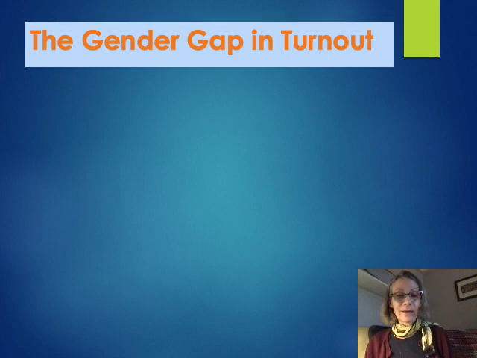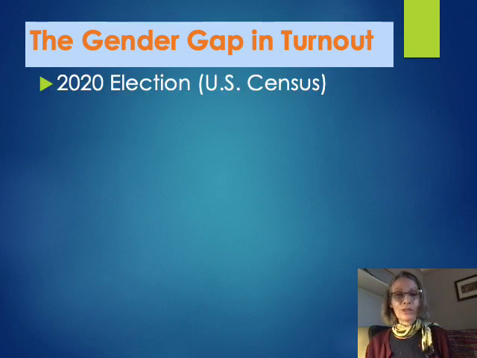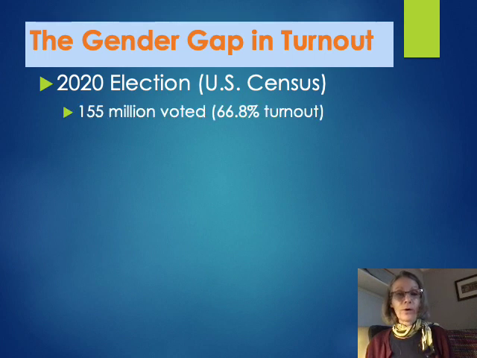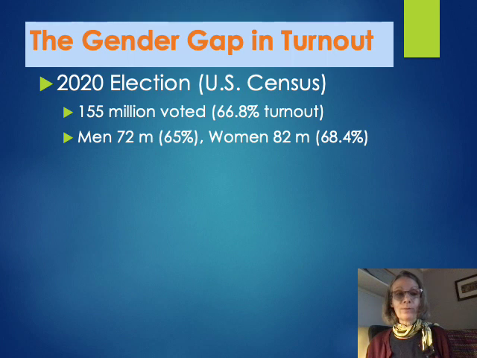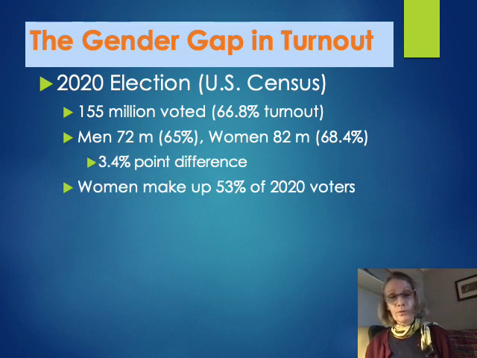So let's look at the specific numbers for the most recent election, which is the presidential election in 2020. And this data is from the United States Census Bureau. So 155 million people voted in the 2020 election. That's about 66.8% voter turnout, a really good rate. 72 million men voted and 82 million women voted. And so the difference between the turnout rate was 65% of eligible men voted and 68.4% of eligible women voted, a 3.4 point difference. So not large, however, significant.